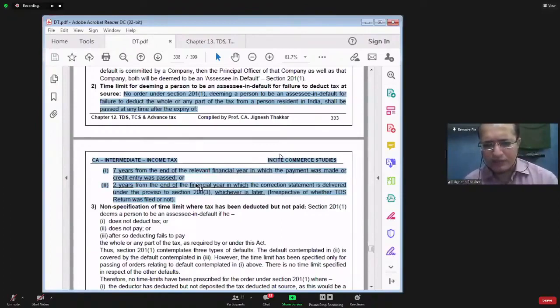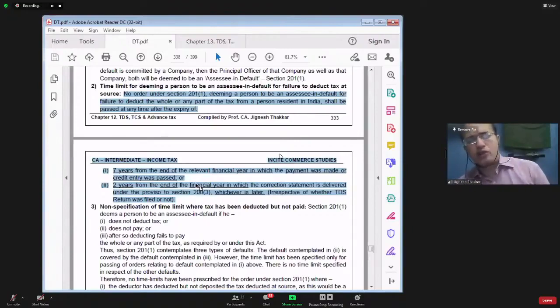I am repeating once again for you. If payer does not deduct tax and does not pay tax, he will be considered as assessee in default. Second possibility, payer has deducted tax, but he has not paid tax to the government. In that case, also he will be considered as assessee in default. So, in both cases he will be considered as assessee in default.